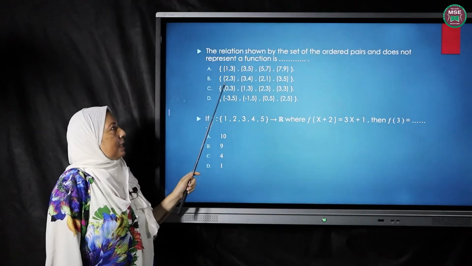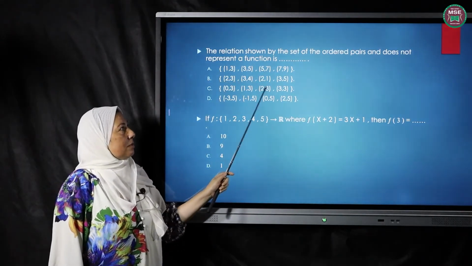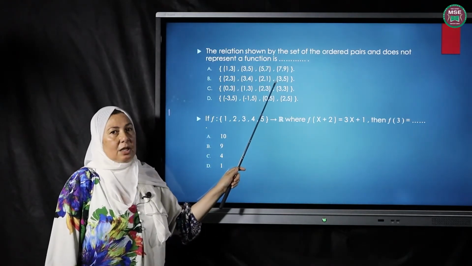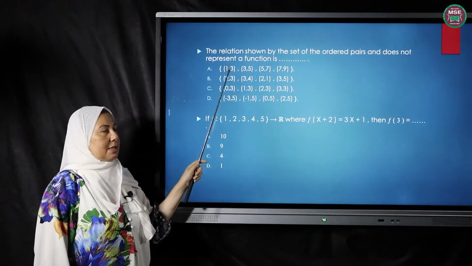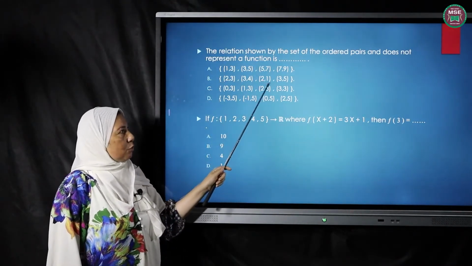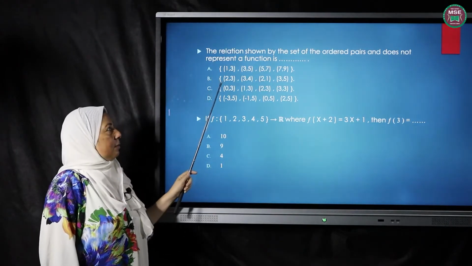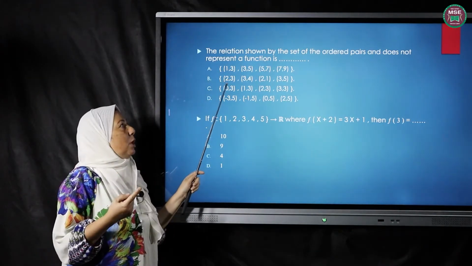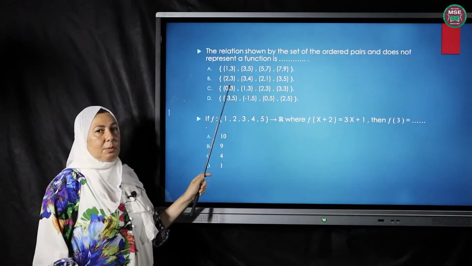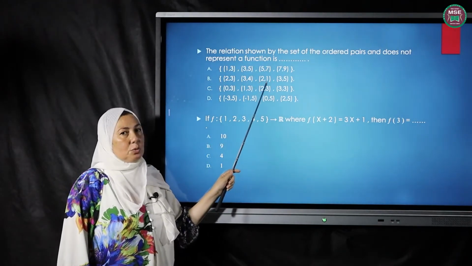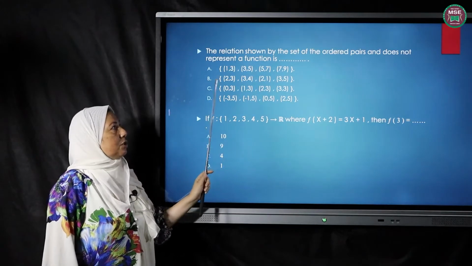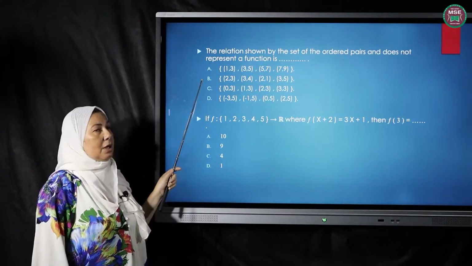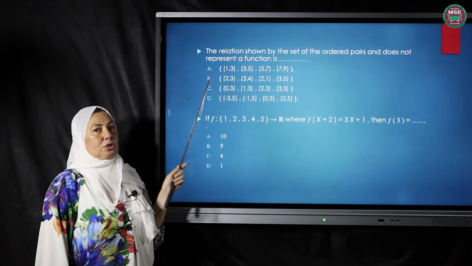B, is the second a function or not? The first elements are 2, 3, 2, 3. The domain x equals 2 and 3 only, two elements. But 2 has two images: 2 has image 3, or 2 has image 1. Here we have two images. 3 has two images. Therefore, the relation between x and y in B is not a function.